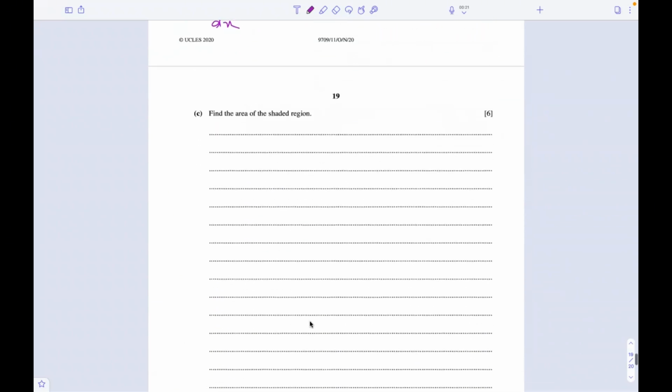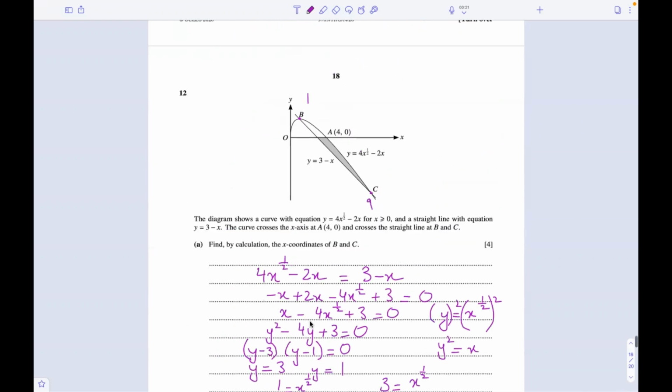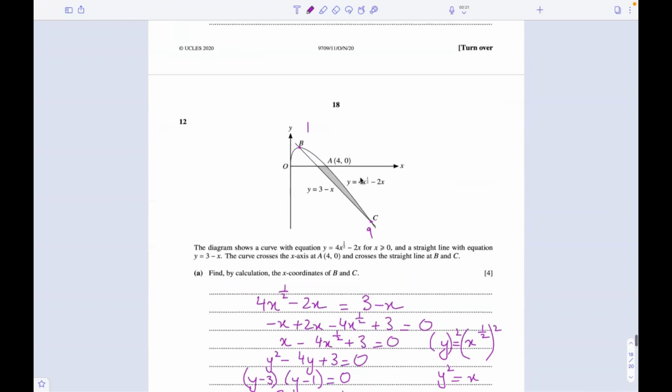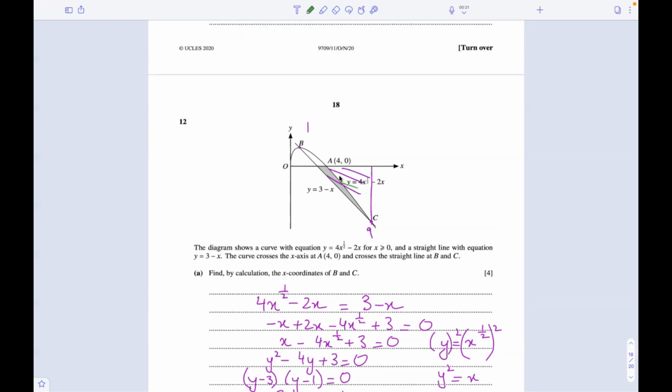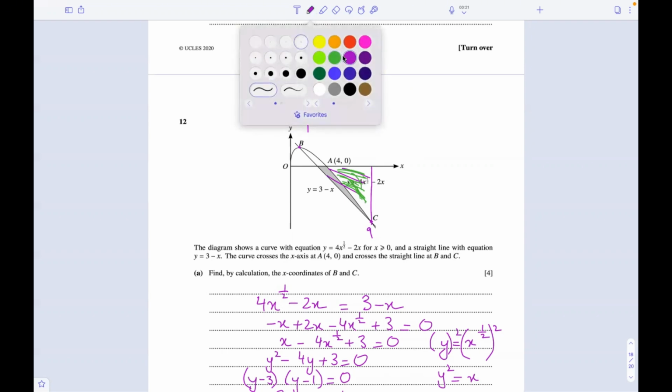In the last part, we have to find the area of the shaded region. To find the area of the shaded region, we can divide it into two parts. We can make a triangle. First of all, we can find the total area of the triangle, and then we can find the area under the curve, which will be this part, and then we can subtract these two areas, and this will give us the area of the shaded region.